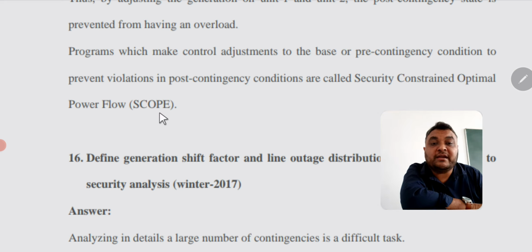Such questions may be asked in examinations related to contingency analysis. So I hope you were able to understand this answer, and I hope you will be able to give the answer in the examination as well. Okay.